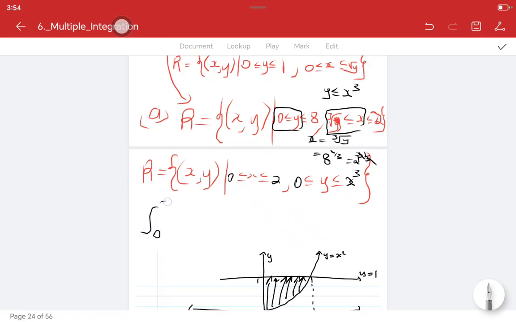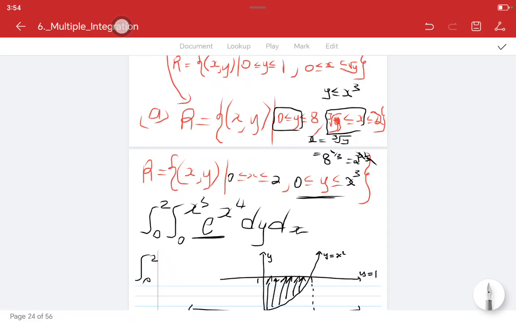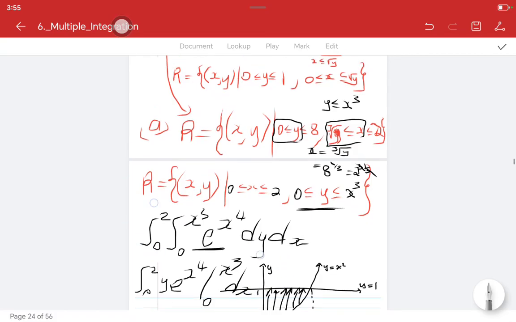This goes from 0 to 2, from 0 to x cubed, then this was e to the x to the 4. Then we see that what's inside is the y, and what's outside is the x. So you can integrate this simply, because there's no y in e to the x to the 4, so that is a constant. So I'm going to have 0 to 2, then y e to the x to the 4, from 0 to x cubed, dx.